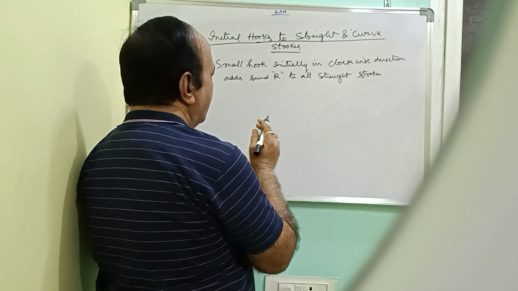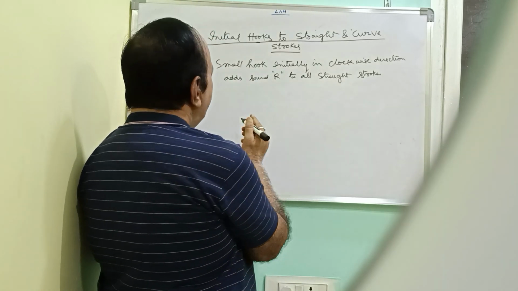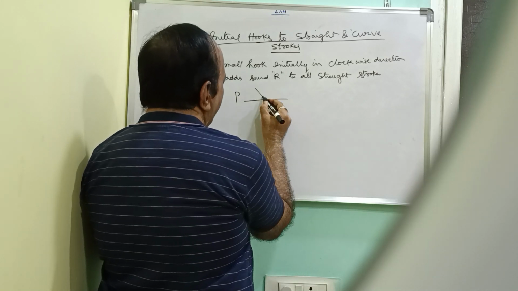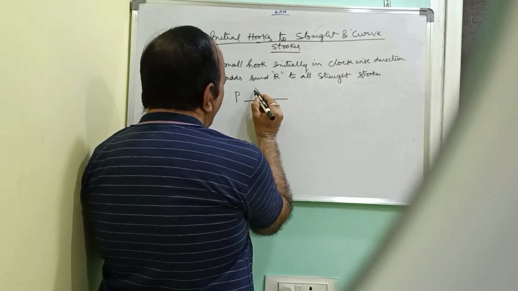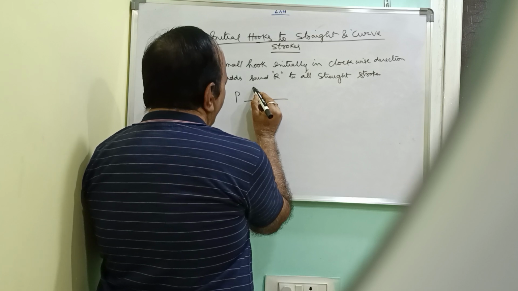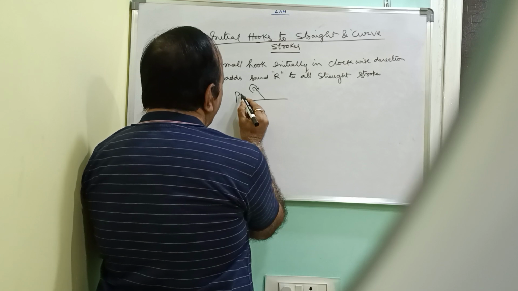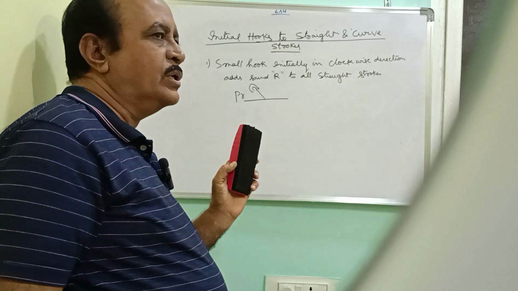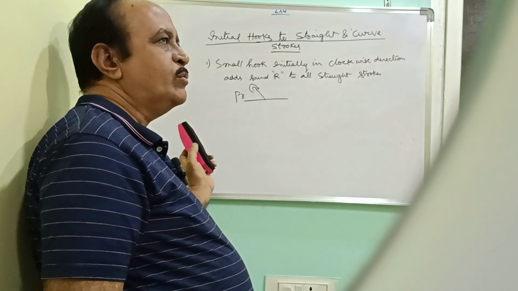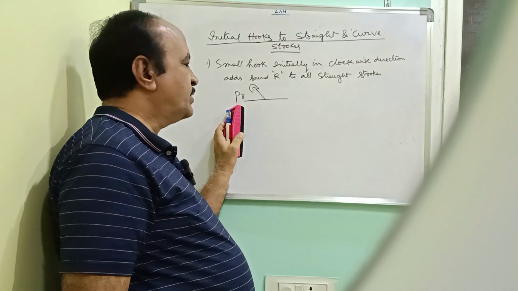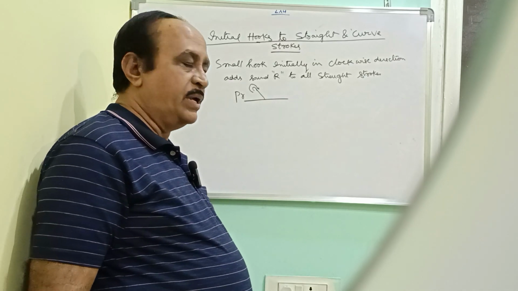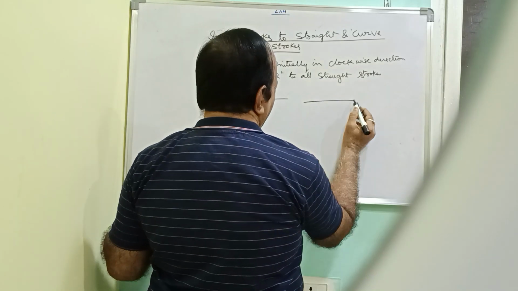See how we are writing. I will show how you will add the hooks to the stroke. See, for example, stroke P. If you are adding the small hook in clockwise direction like this, it adds the sound of R here. Now, by adding the hook, automatically we are adding the sound of R along with P. So now it is called per.